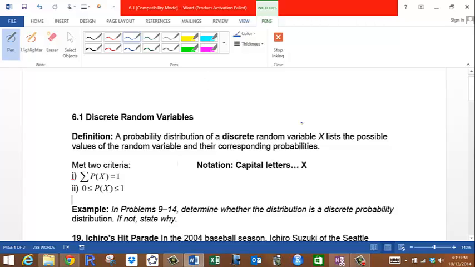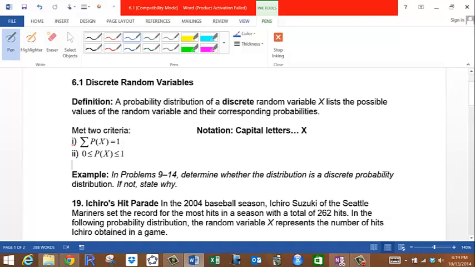Quick definition here of a probability distribution. The probability distribution of a discrete random variable x lists out the possible values of the random variable, and then of course their corresponding probabilities. The most important thing I want you to focus on here are the two criteria that the probability distribution has to meet. Number one, the sum of the probabilities must equal 1, remember this symbol means sum. And number two, the probabilities must be between 0 and 1. That just means they're non-negative and they cannot be greater than 1.